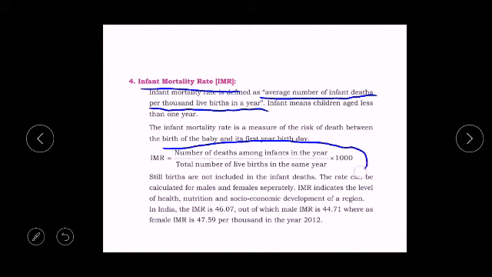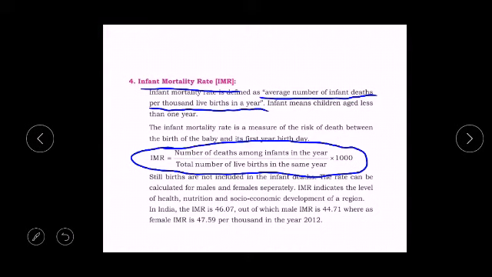So the formula based on the definition is IMR is equal to number of deaths among infants in a year divided by total number of live births in the same year, into 1,000. So here live births are taken from the same year. So in that year itself, how many of them died before reaching their first year birthday.